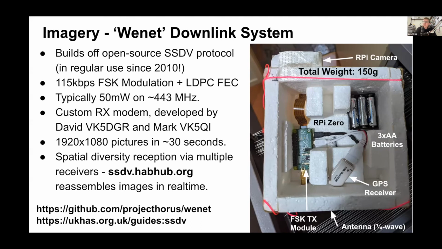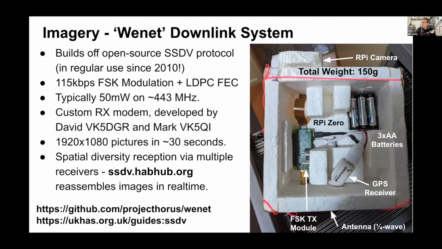So imagery downlinks from balloons have been done for a very long time. SSDV, or slow scan digital video, is a protocol developed in 2010 and has been used in the UK and many other places since then. It's JPEG broken up into a protocol which allows images to be reassembled from multiple receivers without the complete image. So if you just get a part of an image, you can still get a workable image out of it. Been around for a very, very long time now.